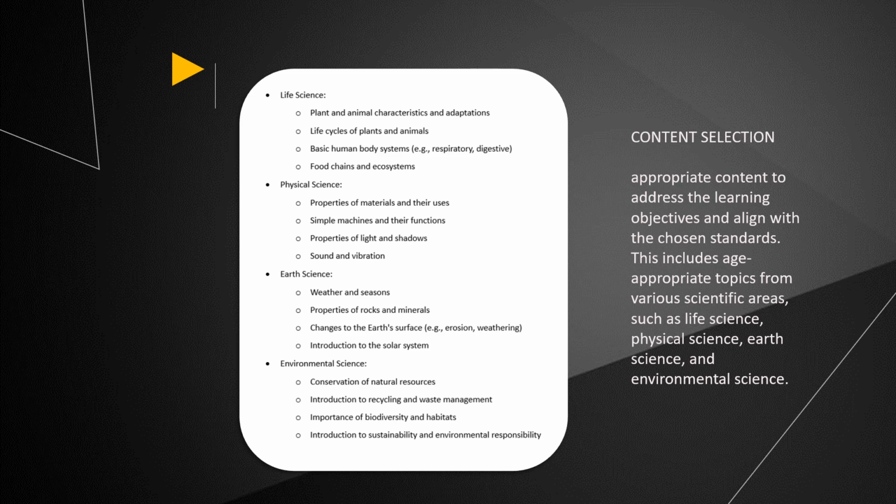In this example, curriculum developers have selected content that aligns with the learning objectives and standards of primary school science education. The chosen topics cover key concepts and principles from life science, physical science, earth science, and environmental science appropriate for primary school students. By incorporating content from different scientific areas, curriculum developers aim to provide a well-rounded and engaging science education for primary school students.